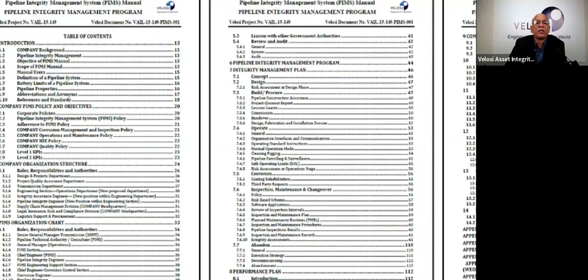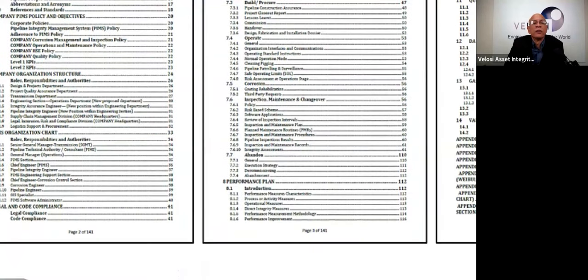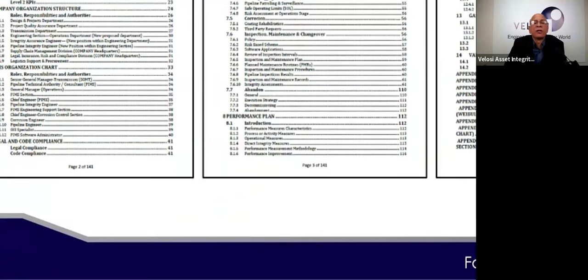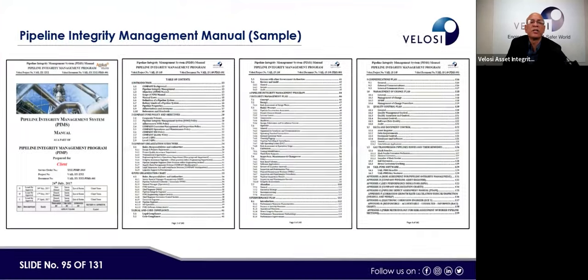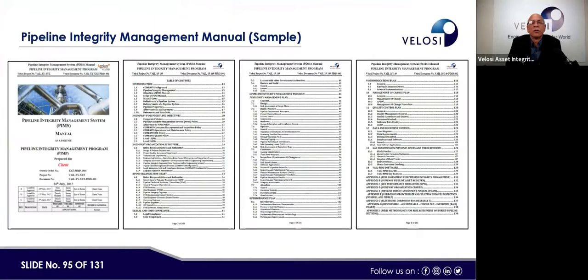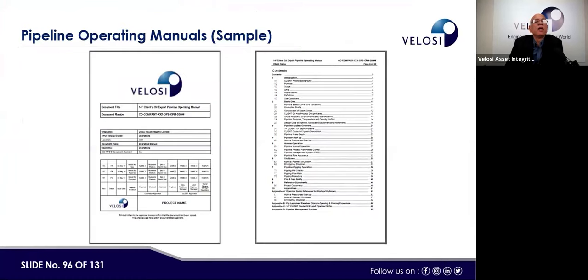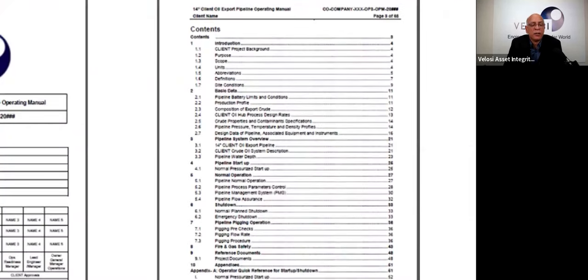Then there are also other stages: operation, inspection, and maintenance, the same things we have been discussing. This is covered as a part of the PIMS program which a company would be adopting. Similarly, the pipeline operating manual is the normal operating procedure of the pipeline.